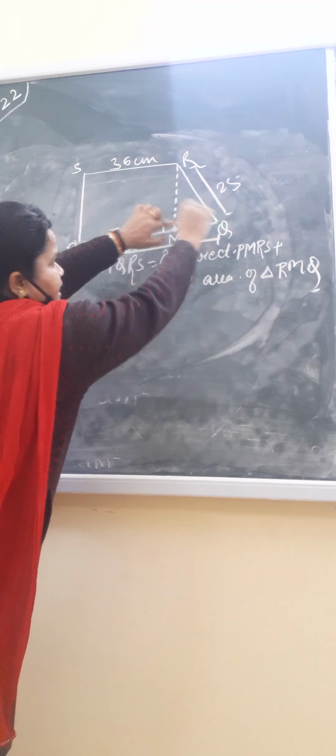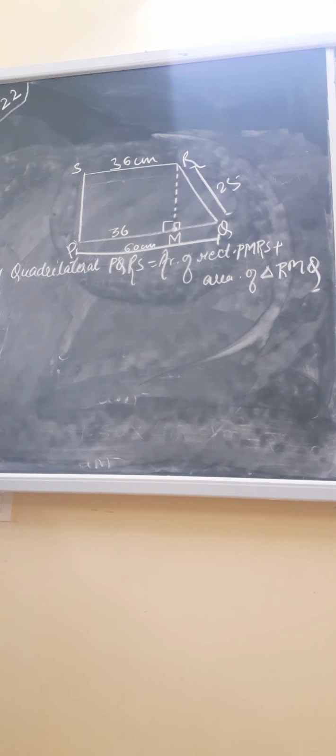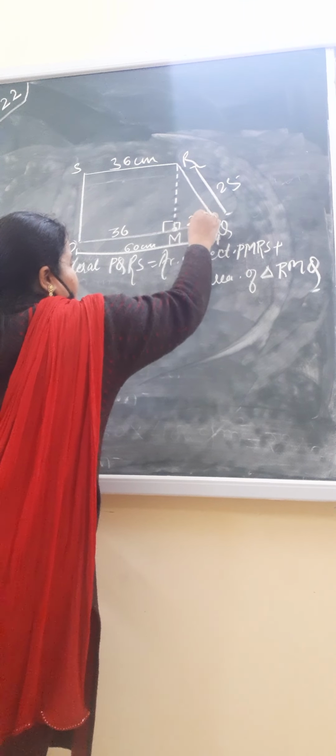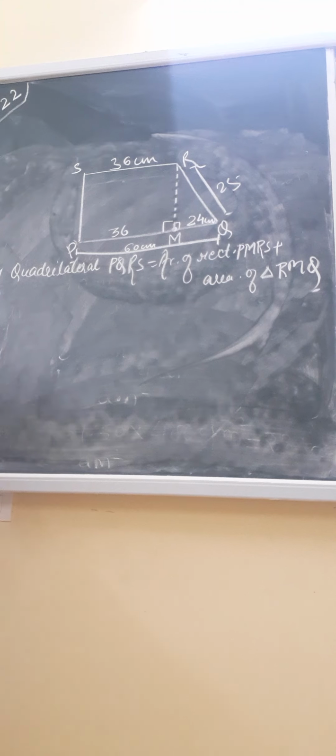What will be the remaining length MQ? 60 minus 36, 24. I want the answer. 24 centimeter. Fine. But still we don't have the breadth of the rectangle. So how can we find out the breadth of the rectangle? We have the length, but the breadth we don't have. RQ is 25, so the perpendicular should be found.